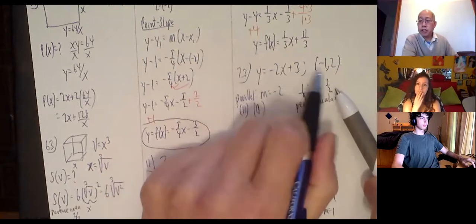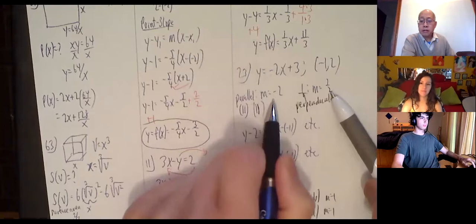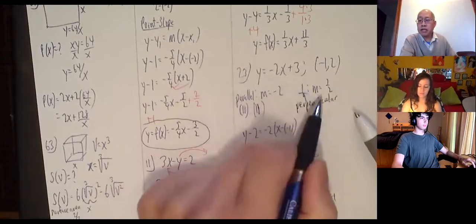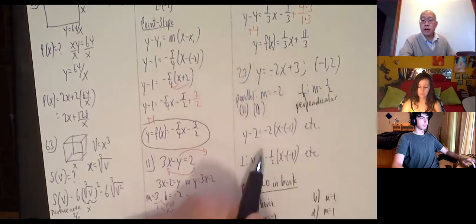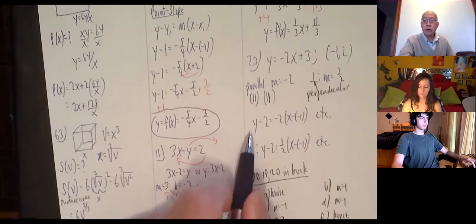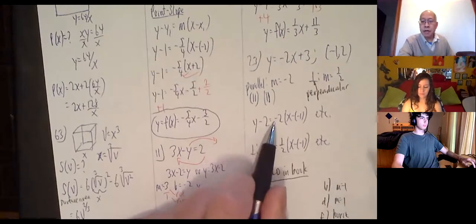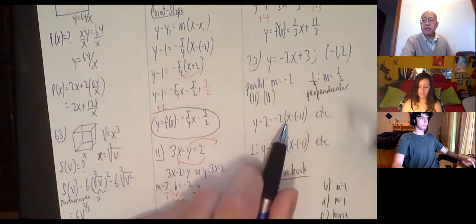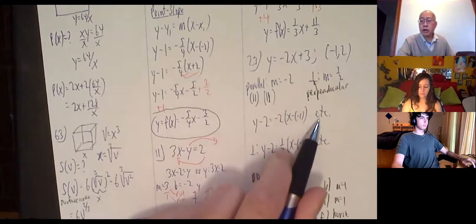Okay, so we're using this point. For a parallel line, use the same slope, -2. For a perpendicular line, use the negative reciprocal, which in this case is 1/2. Okay, so here we go. For parallel, y minus y1 equals m, which is -2, times x minus x1, x minus -1. And I'll just say, etc. You can finish the rest of that on your own.